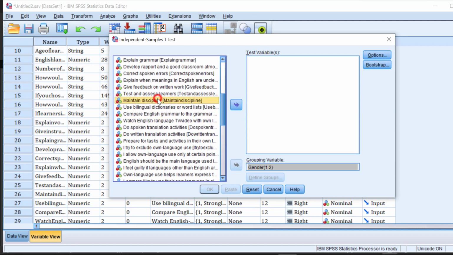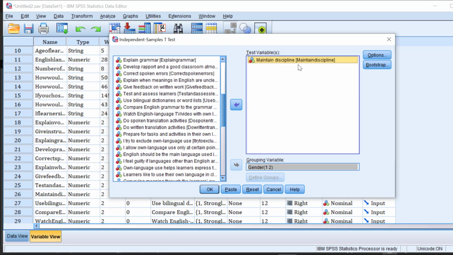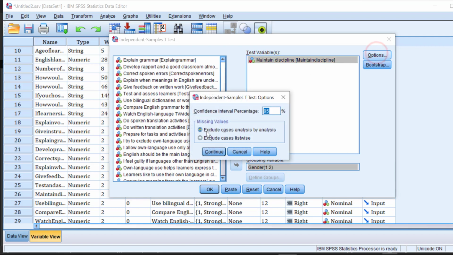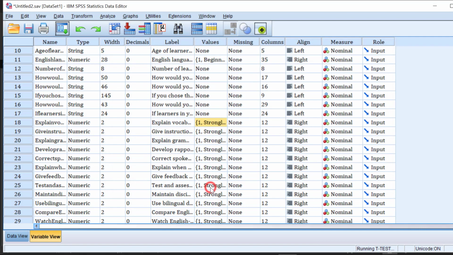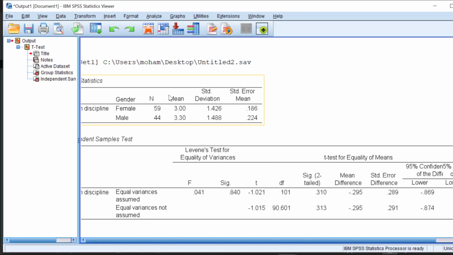maintain discipline. Who aims to maintain discipline in the classroom more by using the L1, are the male or female respondents? For options, I can just keep this as it is. This has to do with dealing with missing values. You can choose which method to apply and the confidence interval percentage. So click continue and then click OK, and let's wait for the output.